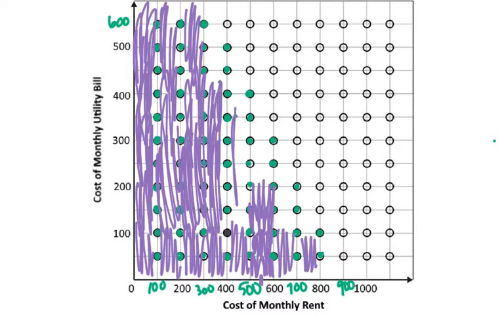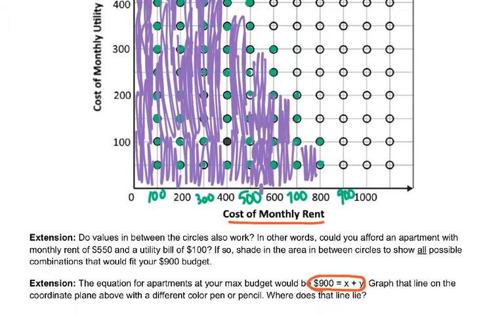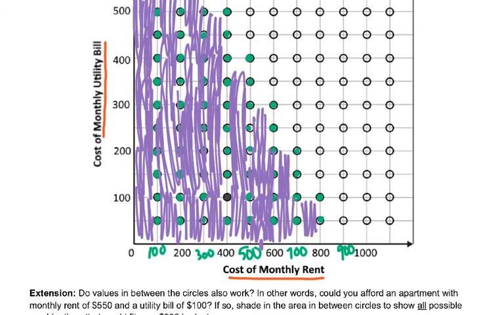You might have to start thinking a little bit harder here. Okay, so I can see that there's some sort of invisible border, but I don't know how far up to color some of these, right? Because these don't go all the way to the top. So where's this boundary here? So what we're doing is we're graphing the line 900 equals x plus y, where x is your rent and y is your cost and utility bills.